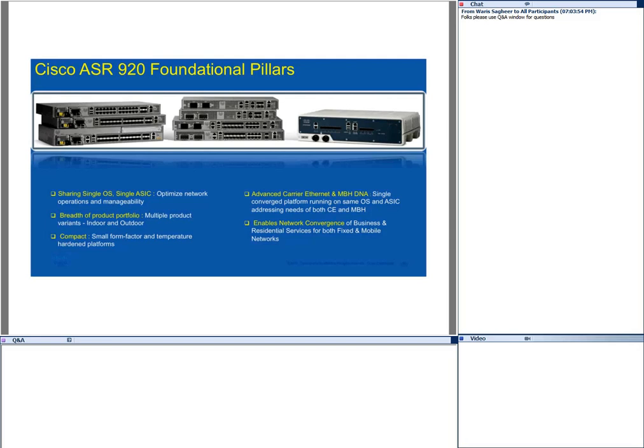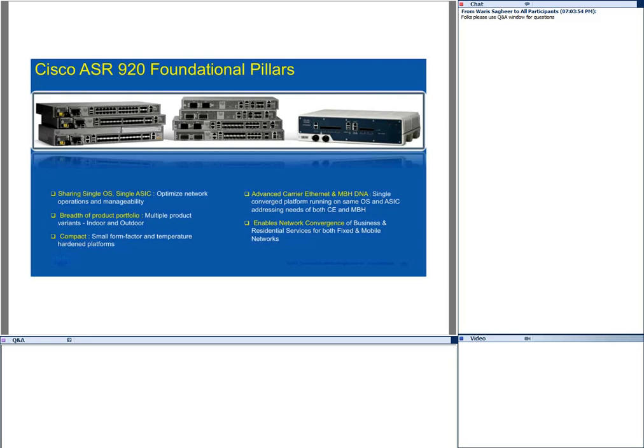Compact, it's a small form factor. It's a 1 RU. Most of the units are 1 RU. There is a 1.5 RU platform as well. The 1.5 RU is because we have an additional IM module just to give flexibility in terms of interfaces that you can have on the platform. And the passively cooled one is obviously because it's a 2 RU platform.